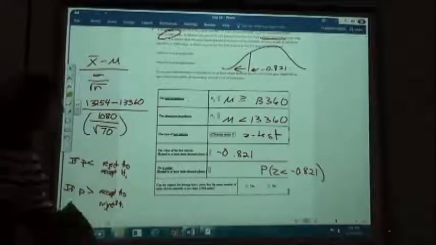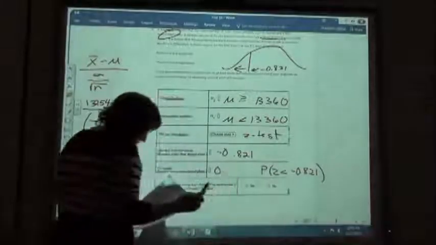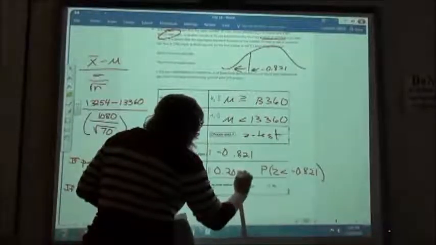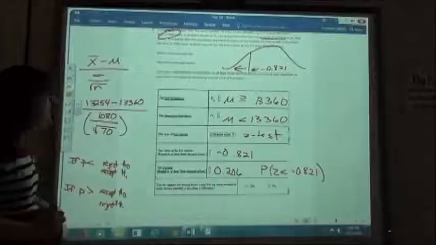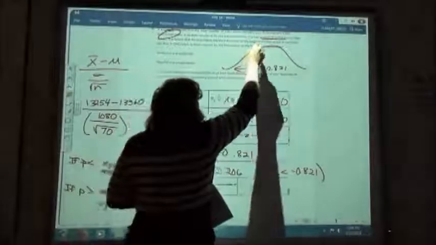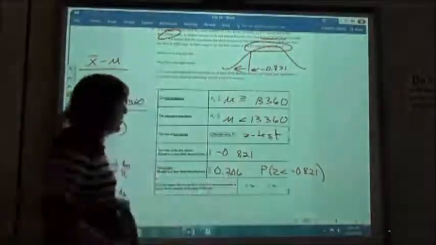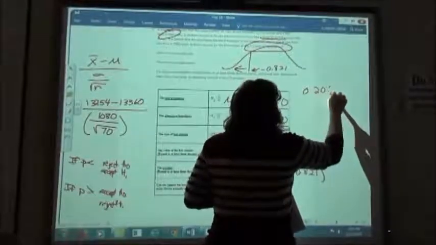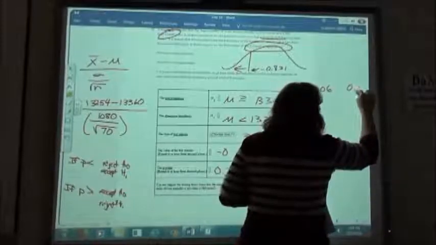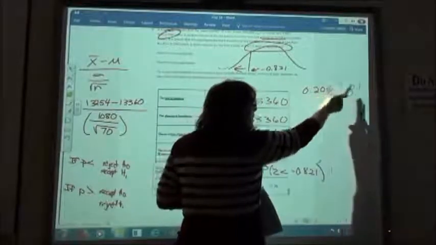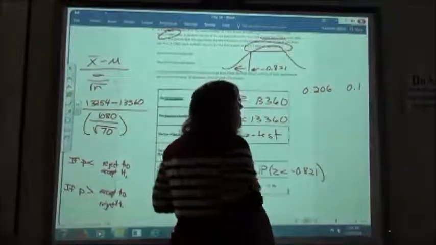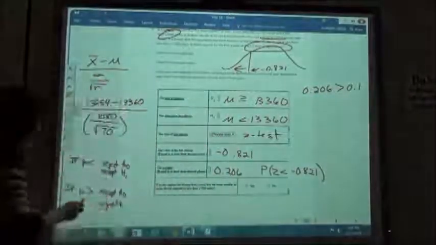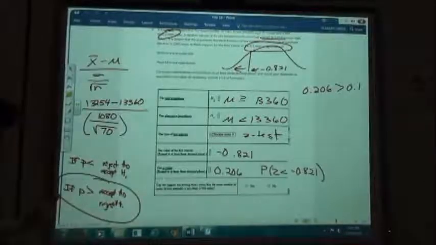Just equals? Yep. Is it 0.20? How many places? 3? 3. 6. Okay, so what we're going to compare that to is the significance level that it says up here. So if I have 0.206 and I'm comparing it to 0.1, is this greater than or less than that? Greater. It's greater.